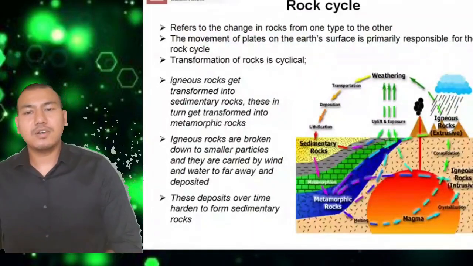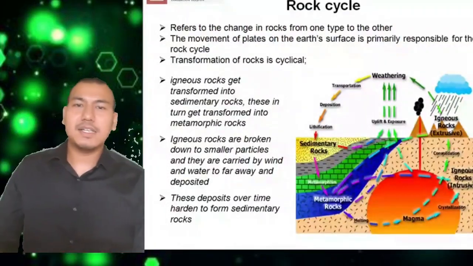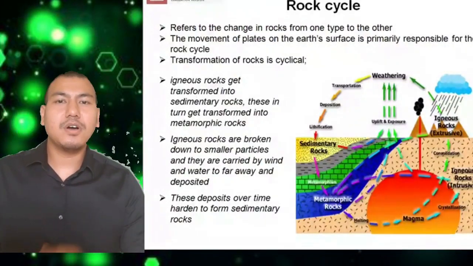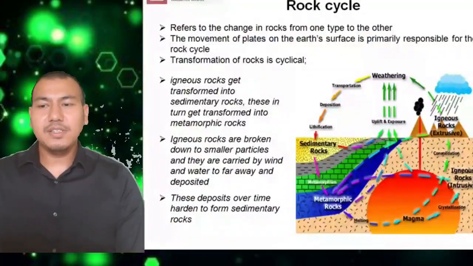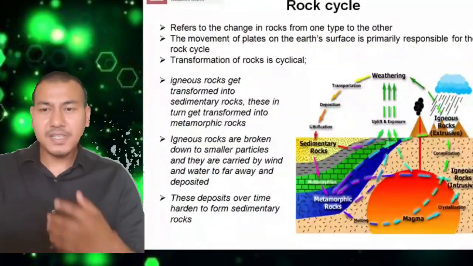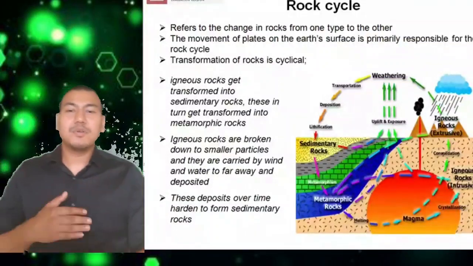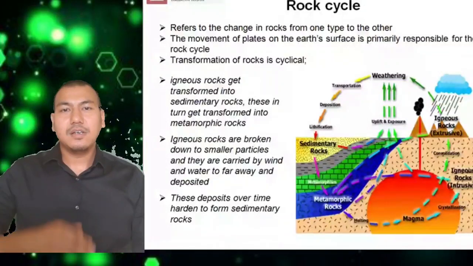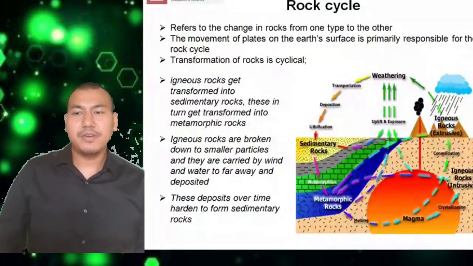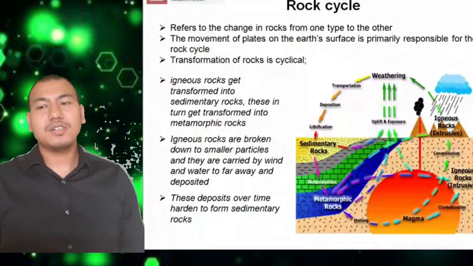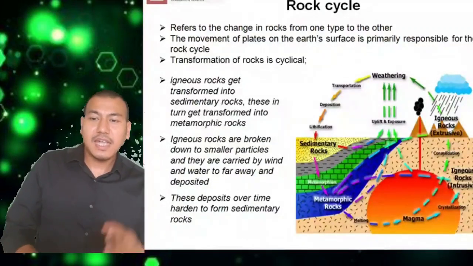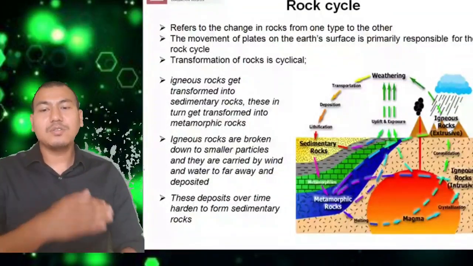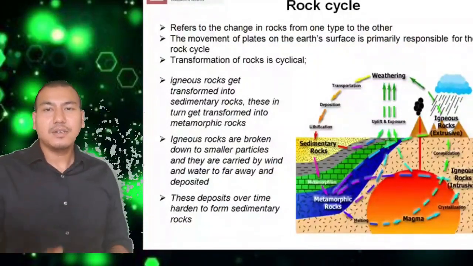And the important one is the rock cycle. Like a water cycle, there is also a rock cycle. It refers to the change of rocks from one type to another. How does it transform? It transforms from a primary stage to secondary and then another stage. Igneous rock is called a parent rock. Igneous rock transfers into sedimentary rock, and again the sedimentary rock transfers into metamorphic rock. This cycle of rocks is what we call the rock cycle.